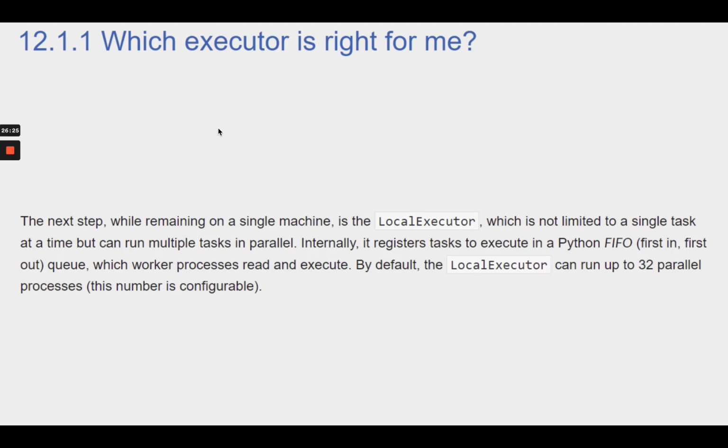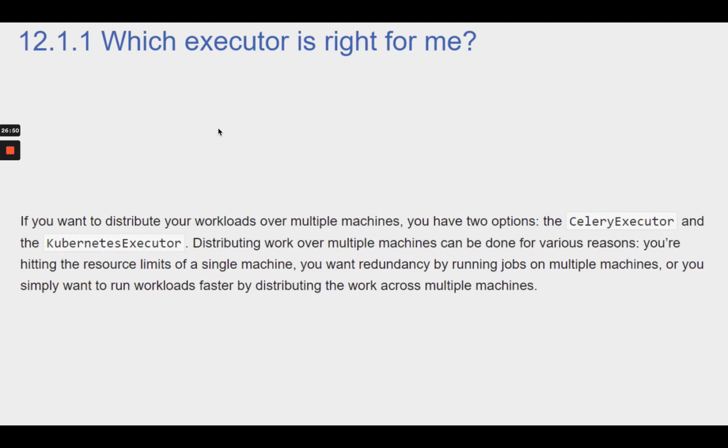The next step, while remaining on a single machine, is the local executor, which is not limited to a single task at a time, but can run multiple tasks in parallel. Internally, it registers tasks to execute in a Python FIFO, first in, first out, queue, which worker processes read and execute. By default, the local executor can run up to 32 parallel processes. This number is configurable. If you want to distribute your workloads over multiple machines, you have 2 options, the Celery executor and the Kubernetes executor.